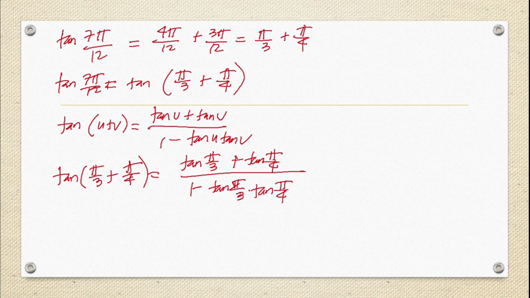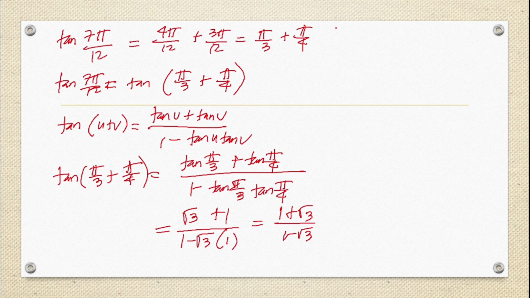So what is tangent pi over 3? Tangent pi over 3 is equal to the square root of 3, and tangent pi over 4 is equal to 1. So we have (1 plus the square root of 3) over (1 minus the square root of 3 times 1). So therefore, if we're going to take this part, we have 1 plus the square root of 3 over 1 minus the square root of 3.